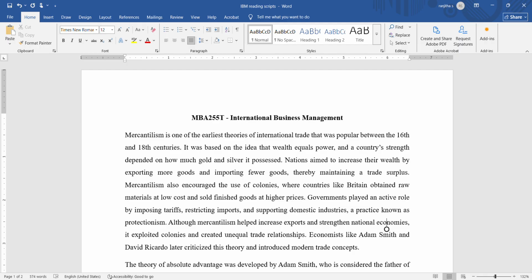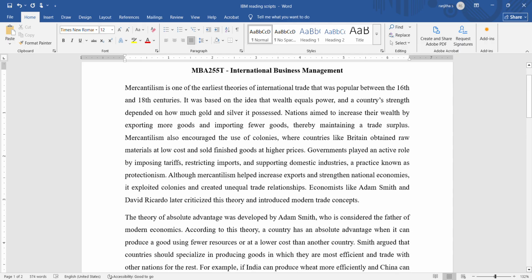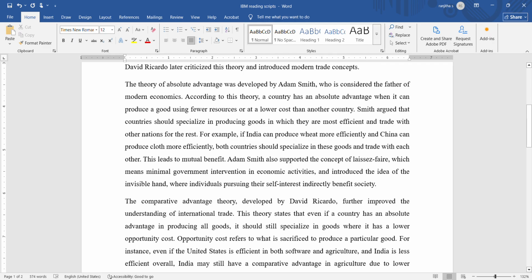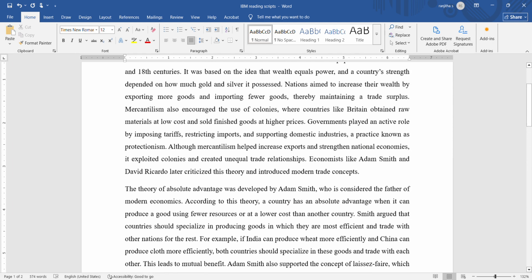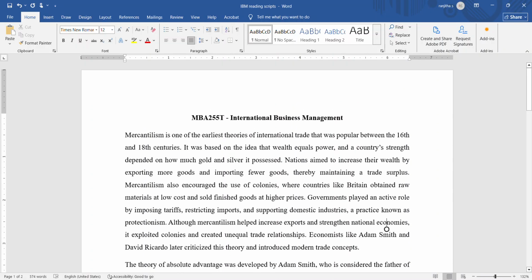I hope the presentation is highly satisfying and you now have a better understanding of the theory of mercantilism, the theory of absolute advantage, the theory of comparative advantage, and the Heckscher-Ohlin theory or the factor endowment theory, which is very much connected with the trade practices among various nations from the 16th century till date.